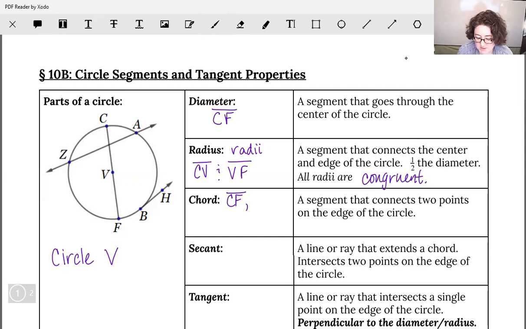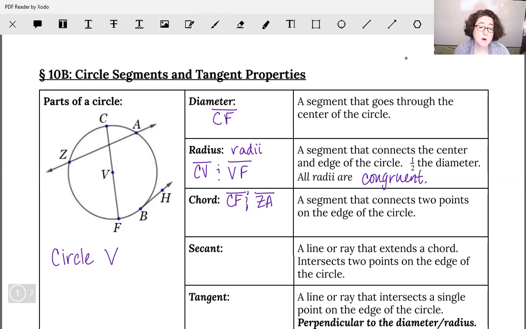So again, we could do segment ZA. And I know that's a segment with the way I'm writing it out because it doesn't have any arrows on the end of that small picture right on top of the name. Do we have any other chords that we could put in there? Actually, those are the only two. So just two, CF and ZA. So again, endpoints have to be on the edge of the circle.